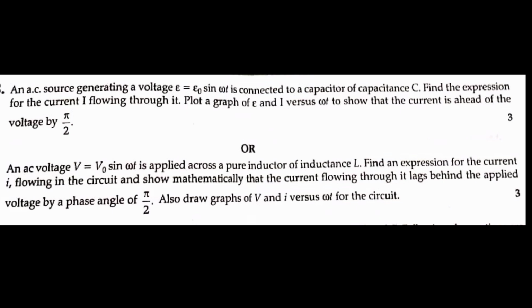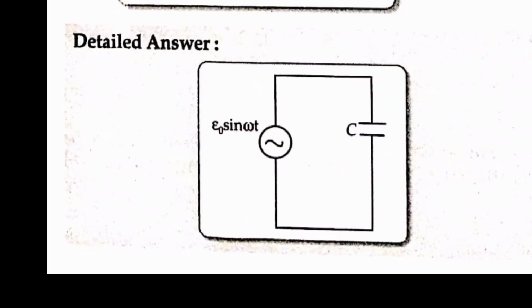So here what are the things given? We have a source voltage E is equal to E0 sin omega t, and a capacitor is connected in the AC circuit. We have to find the expression for the current flowing through the circuit, and also draw the graph of E and I versus omega t. So how to do this? Here we have the diagram, an AC circuit connected to a capacitor. The capacitance of the capacitor is C and the AC voltage is E0 sin omega t. Now we have to find the current flowing through the circuit.